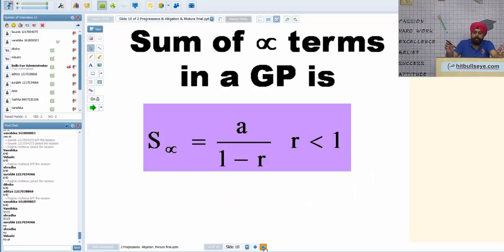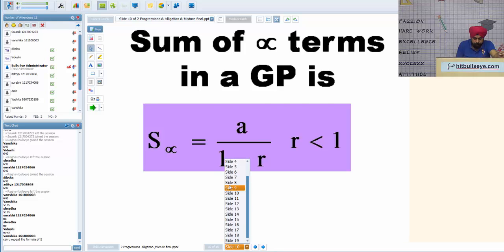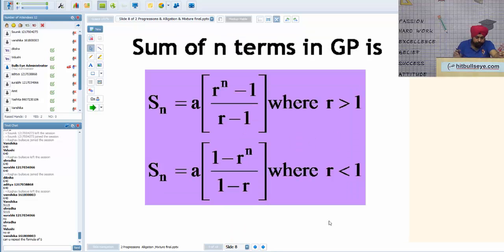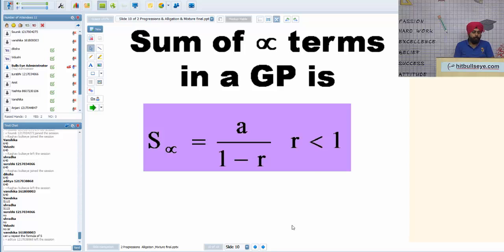Just a formula of infinite terms in a GP, students. Sum of infinite terms of a GP is A divided by 1 minus R. Vanshika, I have shown the formula as such. If you want, you can see that it was this. It is A into R raised to power n minus 1 divided by R minus 1 in case R is bigger than 1. It is subtractive if it is less than 1. So this was the infinite GP formula.